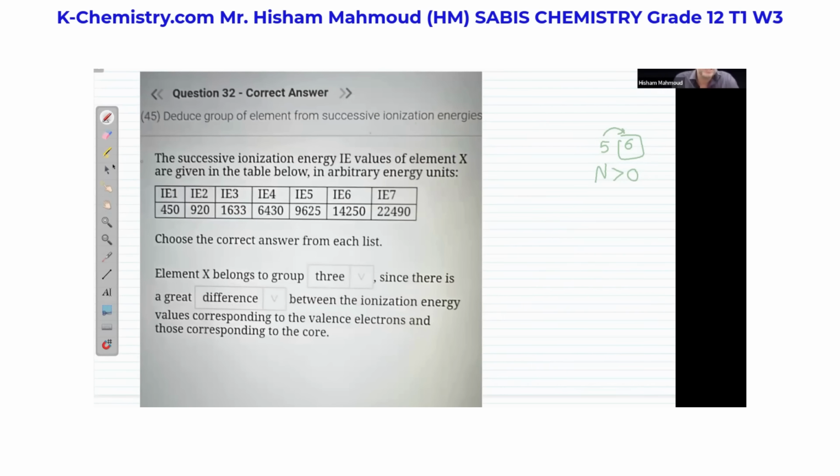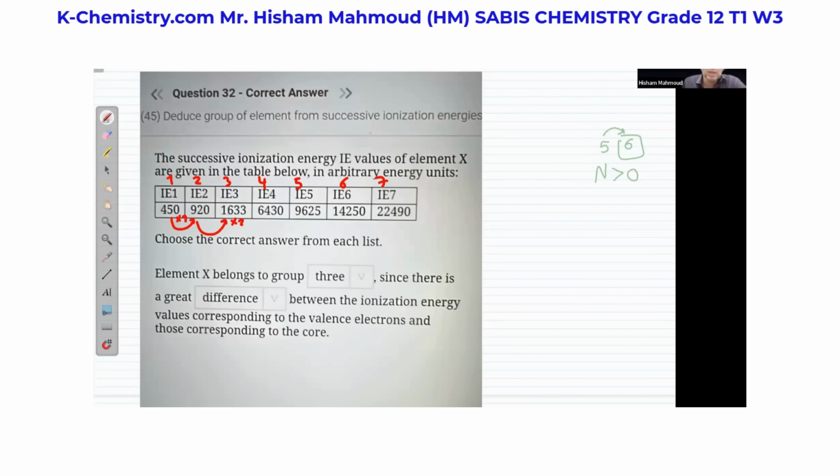If you remember from last year, the easiest way to know which group you are in is to write like that: write numbers 1, 2, 3, 4, 5, 6, 7. The question simply asks which group I am in. We said that you need to check where the biggest jump is. Here I multiplied almost by 2, from 450 to 920. Then I almost multiplied by 2 again, to say 1,800 almost. So here multiplied by 2.